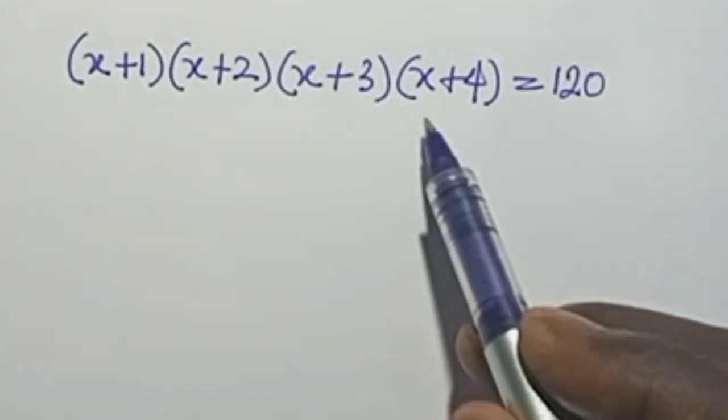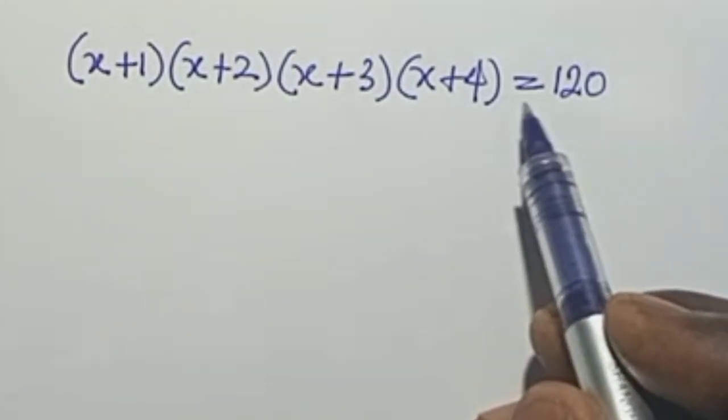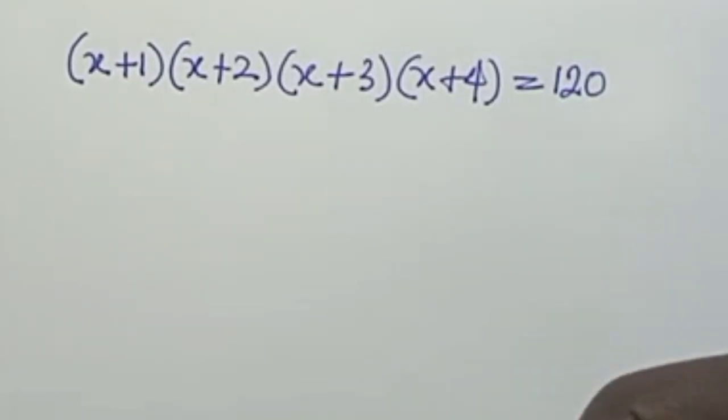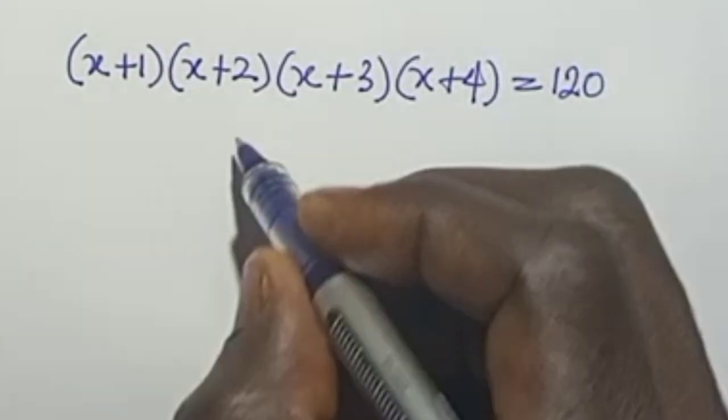So today we have (x + 1)(x + 2)(x + 3)(x + 4) all equal to 120. So we are going to solve together. Let's see the solution.